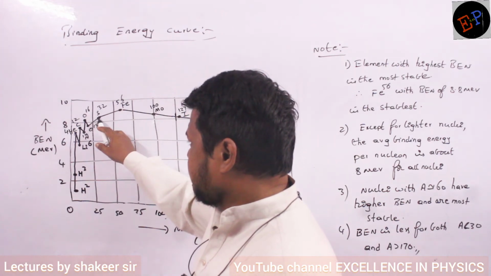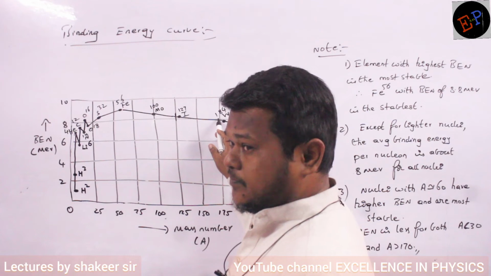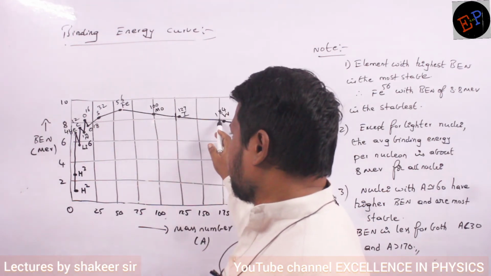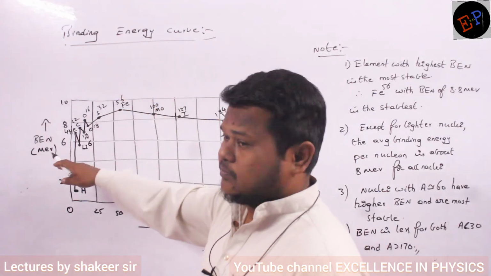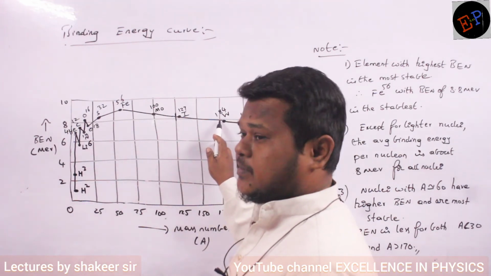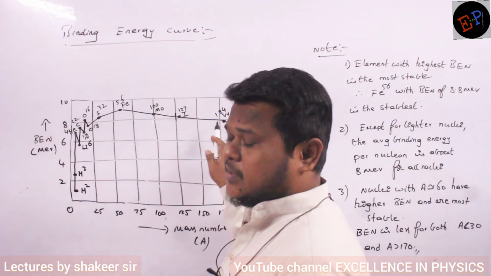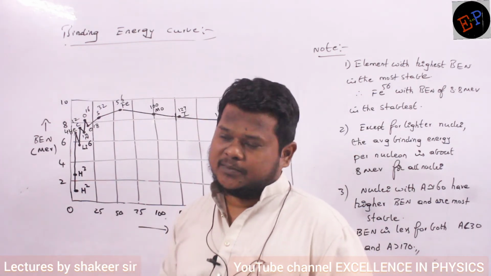starting from 32 up to approximately 170, here we have 32, no? And here we have 170. All of them are above 8, no? Elements starting from here to here. And these elements between 32 and 170 have a BEN of 8 and they are most stable.